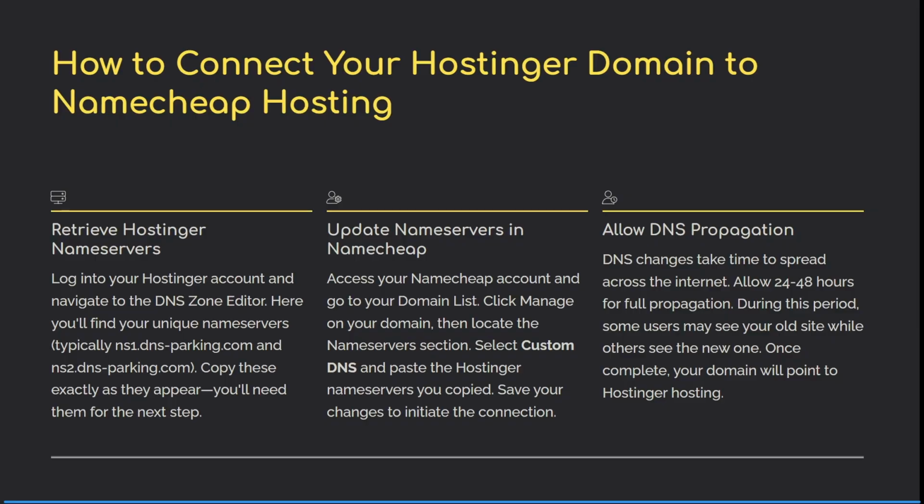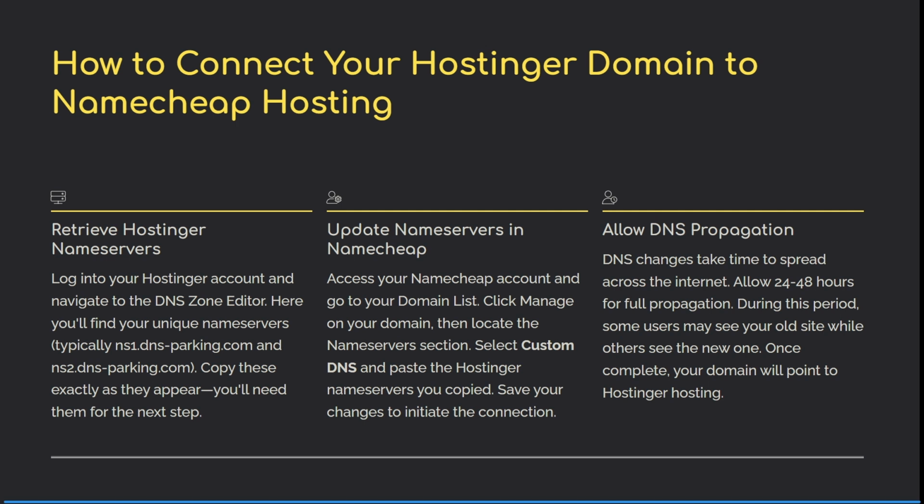Today I'm going to show you how you can connect your Hostinger domain to Namecheap hosting. Okay, ladies and gentlemen, the first thing we need to do is log into our Hostinger account and navigate to the DNS Zone editor. Here you will find your unique name servers, and they typically look like this. Copy these exactly as they appear. You'll need them for the following step.